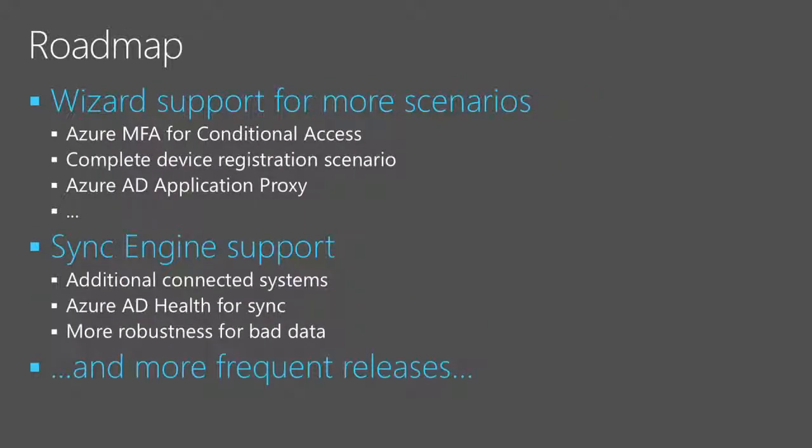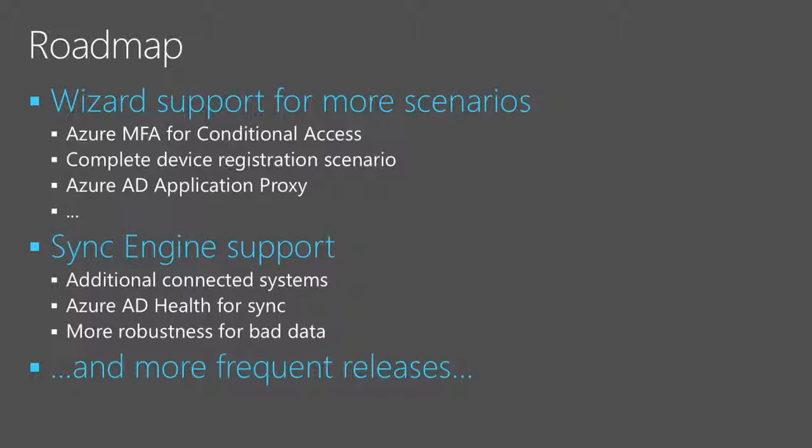For the roadmap, we're certainly doing more things. So here's a list of things we are working on already, both what we're doing for the wizard to add more and more scenarios, and certainly more of these federation scenarios, as you can see. But also in the sync engine, we're adding support for LDAP systems directly in the wizard. Health for the sync engine: Jen showed you that for federation. We'll make sure we can do the same thing for sync, and also more robustness.